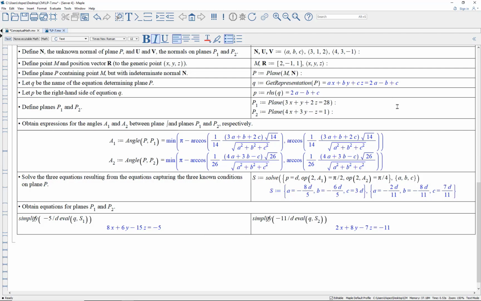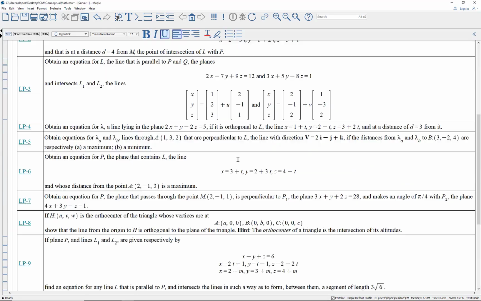Go back to this equation here, and I'm looking at these numbers, and I'm saying, okay, evaluate q, but multiply the resulting equation by -11 over d. So this drops out. Minus sign goes away. And I have 2x plus 8y minus 7z equals -11. Two solutions. From the solutions, I was able to draw the picture.